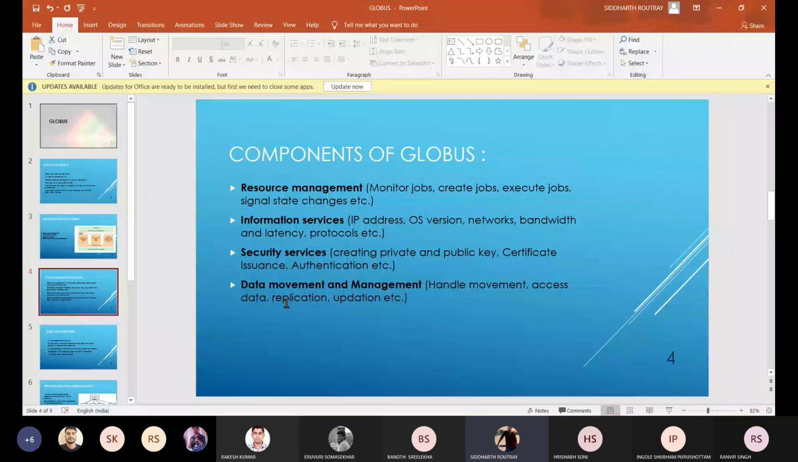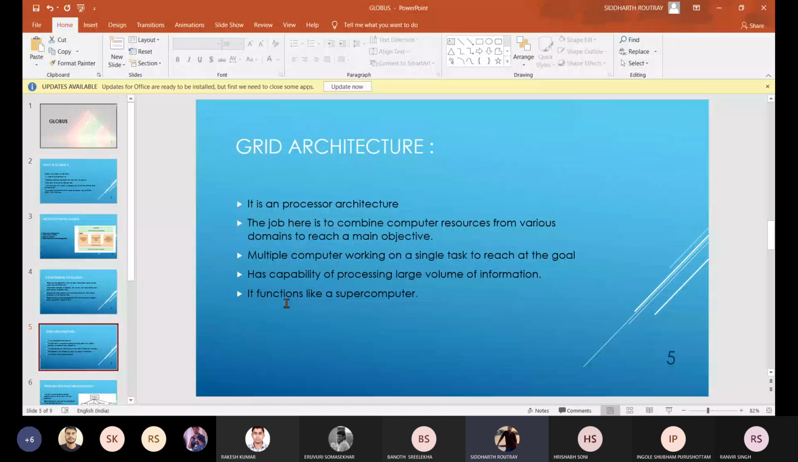Now let's come to grid architecture. What is this grid architecture? It is basically an architecture based on the processor. The job here is to combine computer resources from various domains to reach a main objective. That means, let's say we have a task A. That task is a very big task, which cannot be carried out in a single computer. So what is done is that the task is subdivided and distributed into many single independent jobs, and those jobs are assigned to various other computers. Then all the other computers solve their tasks, and those results are integrated at the main computer.